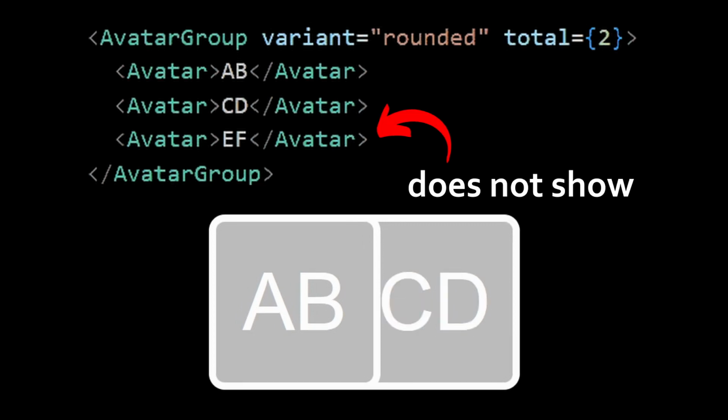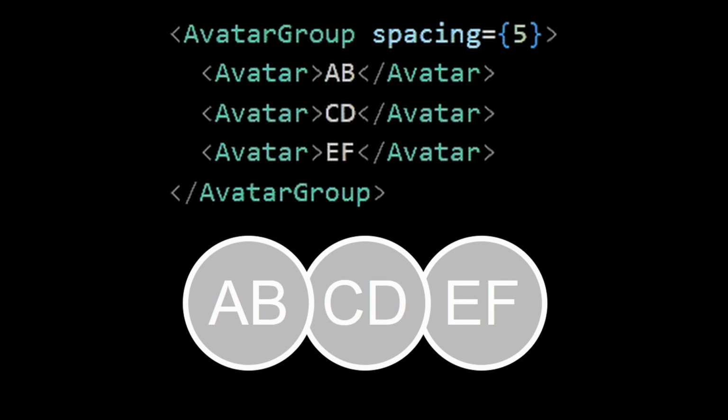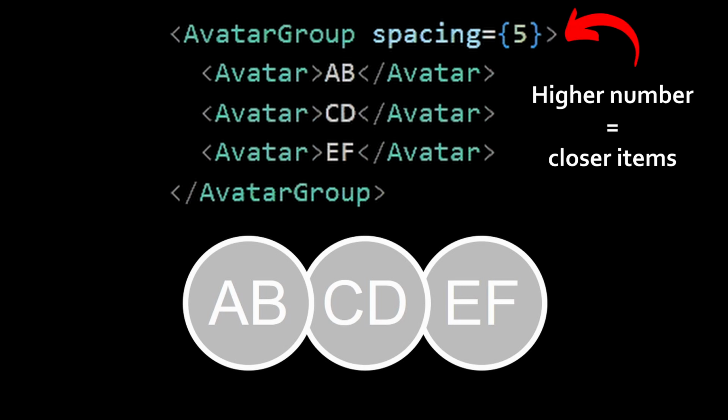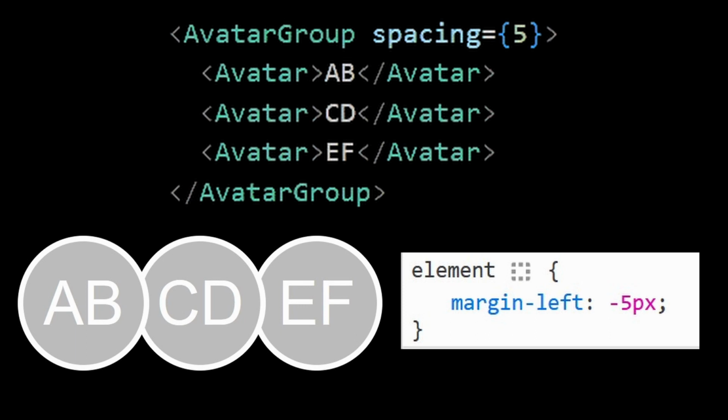You can also manage the spacing between each avatar using the spacing prop. It accepts medium and small, but you can also pass in a number. The greater the number, the closer the avatar items get. Behind the scenes, it uses negative margins to clump them together.